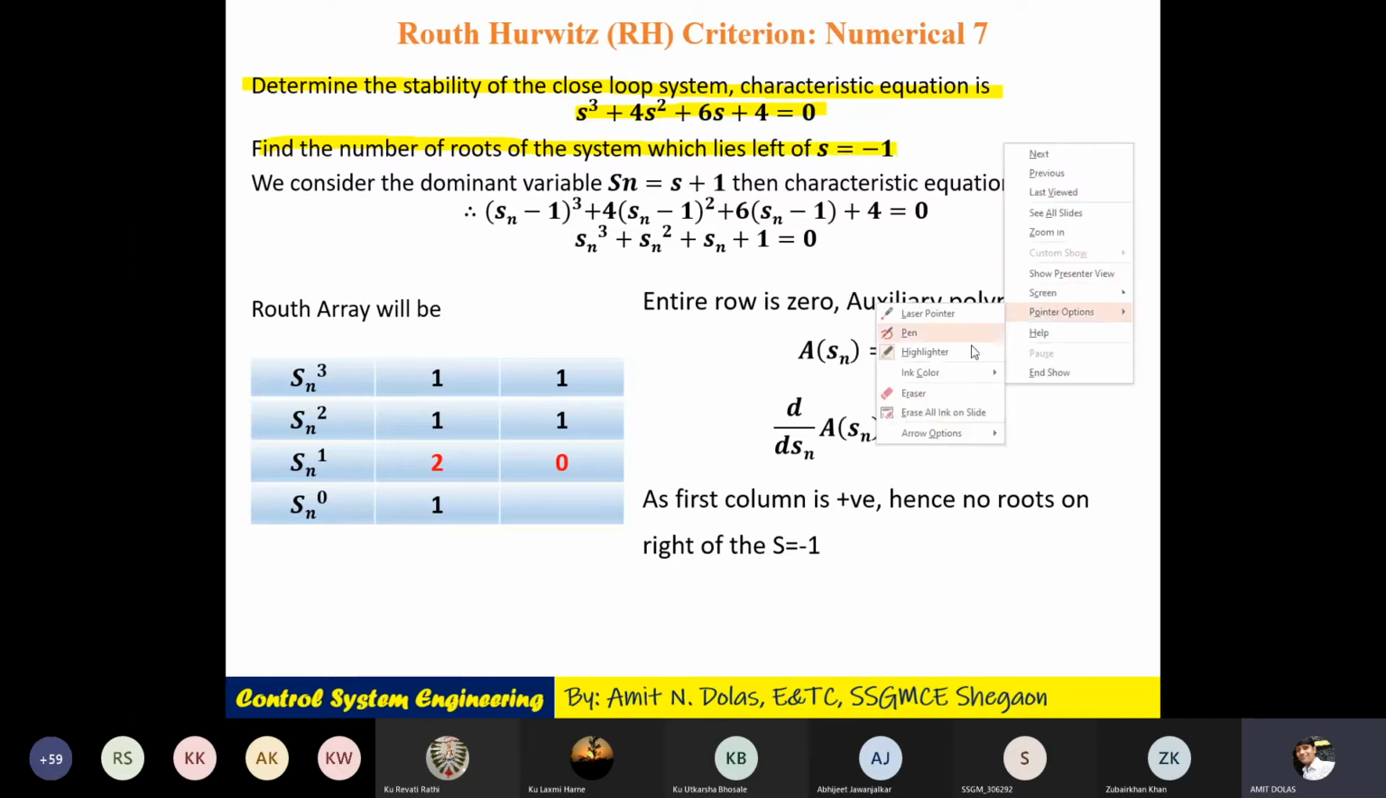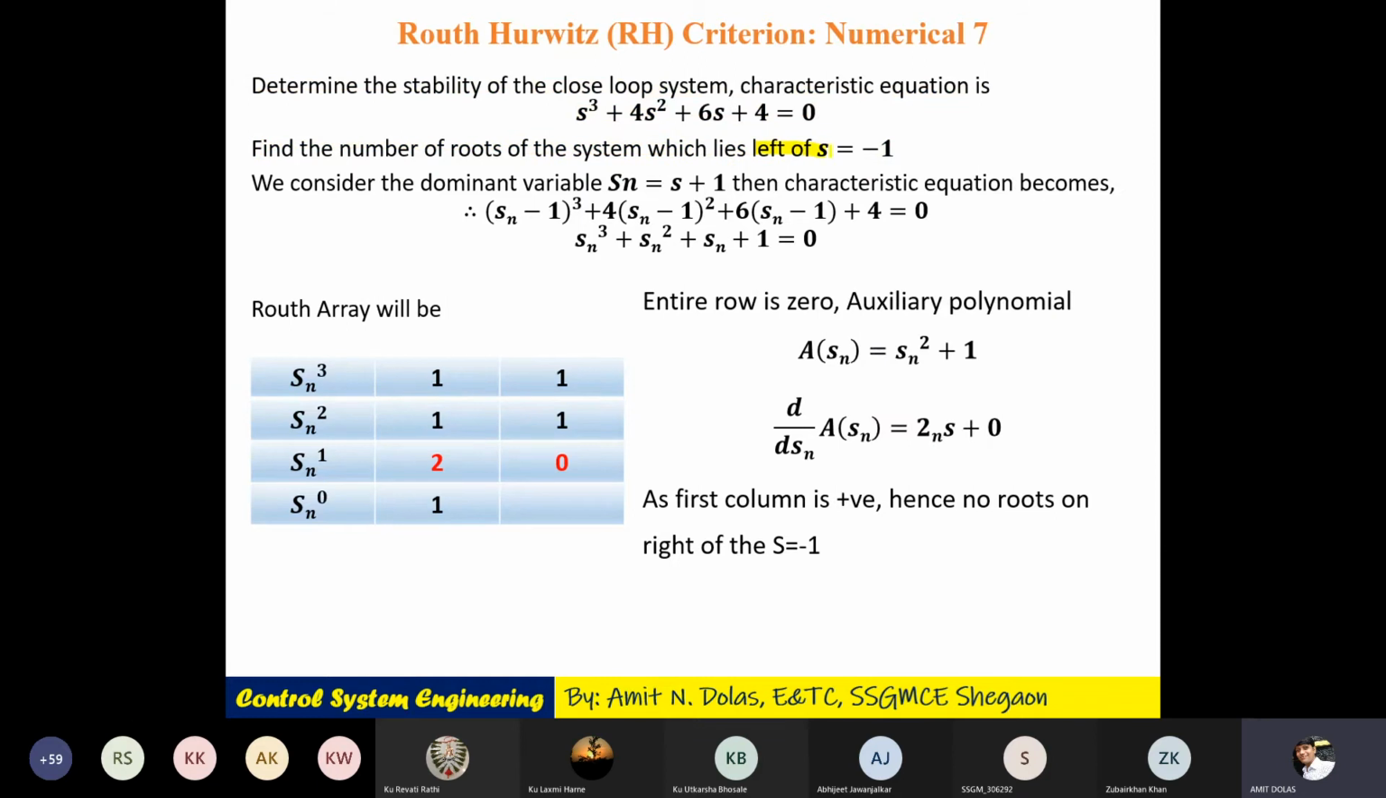Such problems also come. What is said? Left of s is equal to -1. Not the left of s is equal to 0; s is equal to -1 means it is what? It is a kind of shifted s plane. We consider the dominant variable, that is S1 is equal to s plus 1.